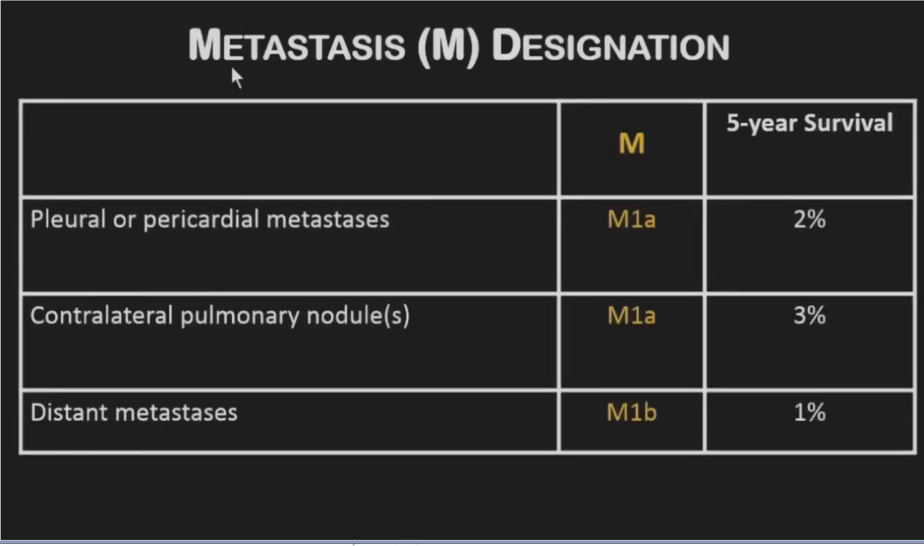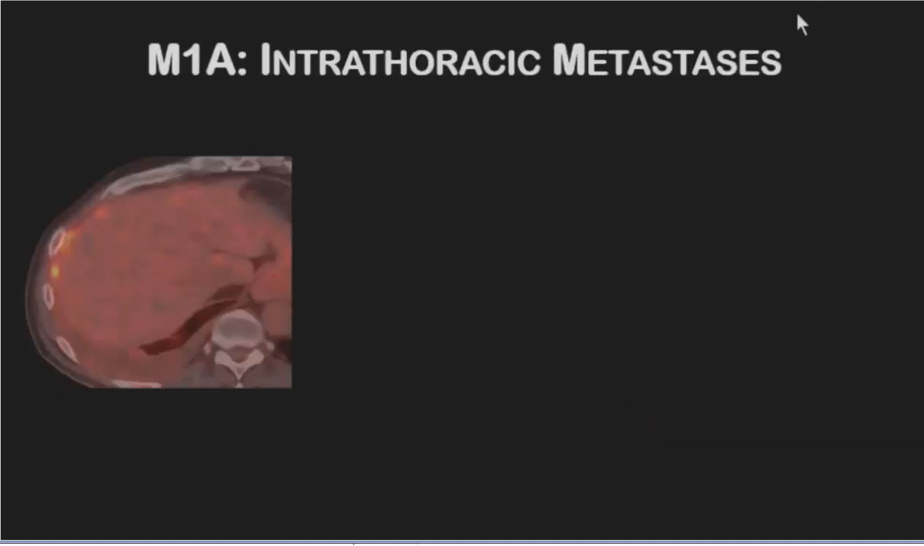So the metastasis designation has been split into M1A and M1B components, as we discussed earlier, with the M1A components consistent with mets that are within the chest, such as pleural or pericardial metastases, as well as tumor nodules that are located within the contralateral lung. And M1B will denote anything else outside of the chest. And so here we'll see several examples of thoracic metastases.